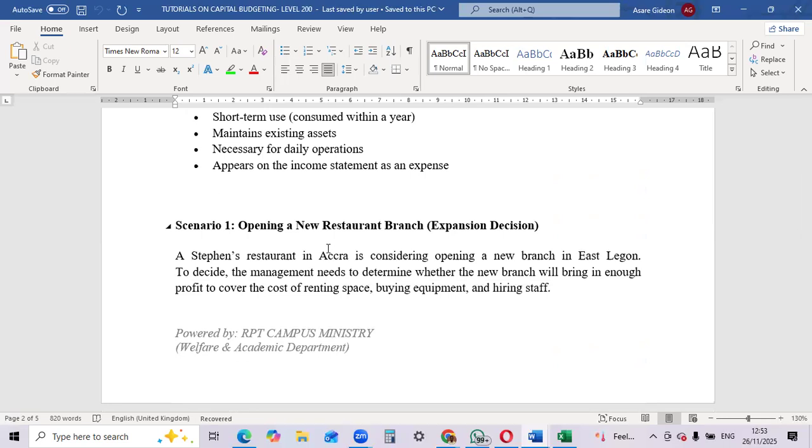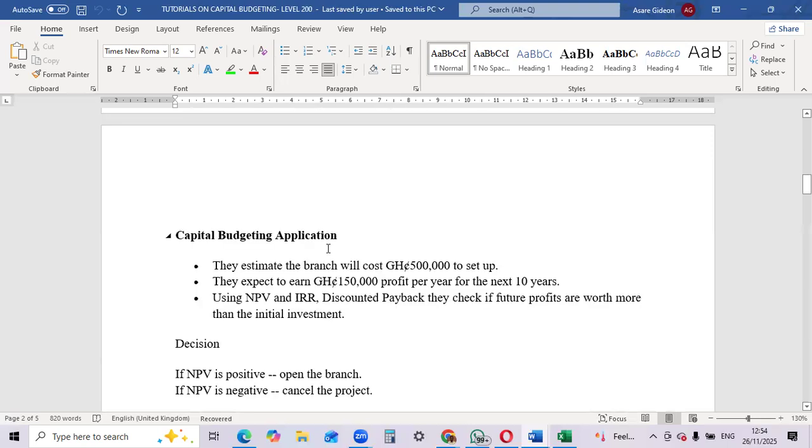Now, in doing that, what it means is that we have to rent a space for that activity. We have to buy equipment for that activity. Of course, you have to recruit employees or staff. And these are some of the initial costs, initial outlays, or the cost of investment that we are going to incur. Definitely, these things must be incurred. We cannot do away with them. In order for us to be able to operate that new branch, we have to incur these expenditures. Okay. So now, what is the capital budgeting application over here?